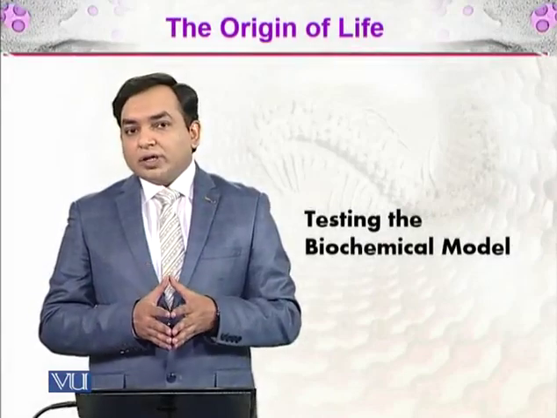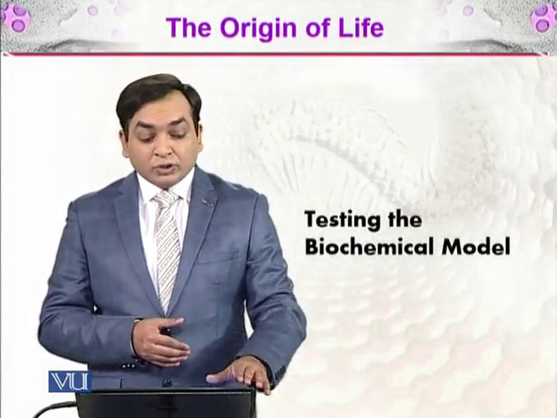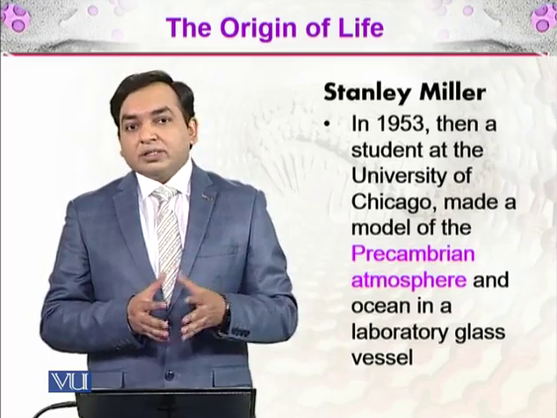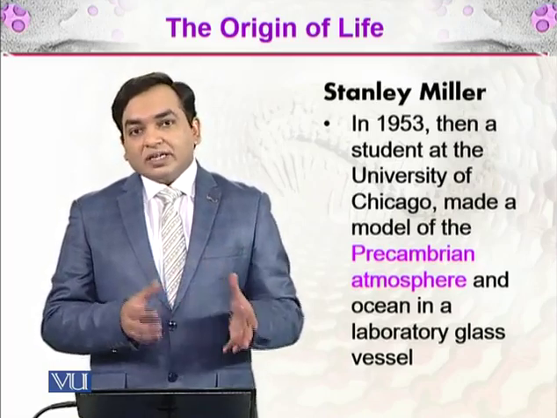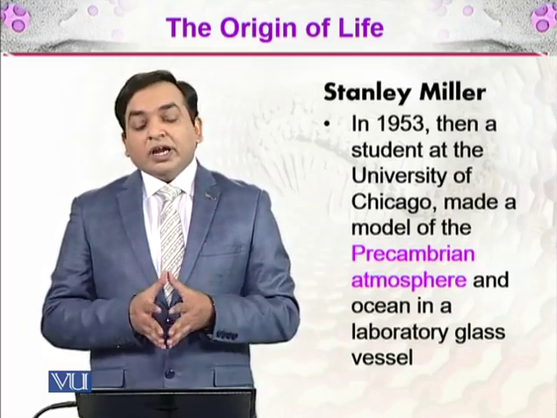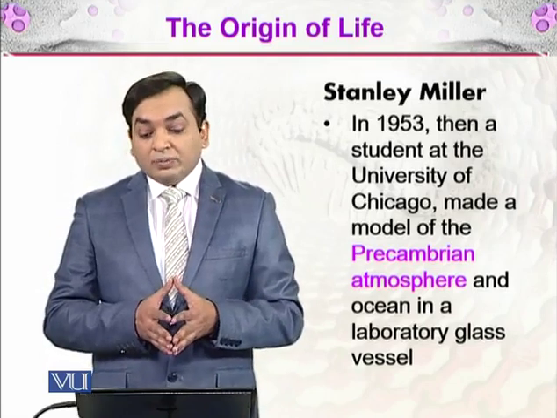We have discussed the biochemical model, and it was proposed in the 1920s. This was a model which didn't get serious attention from other scientists in the 1920s, 30s, 40s. But in the 1950s, there was a graduate student, Stanley Miller.